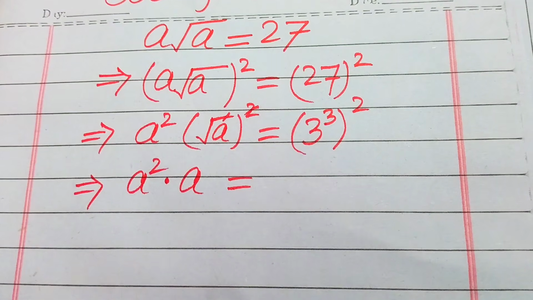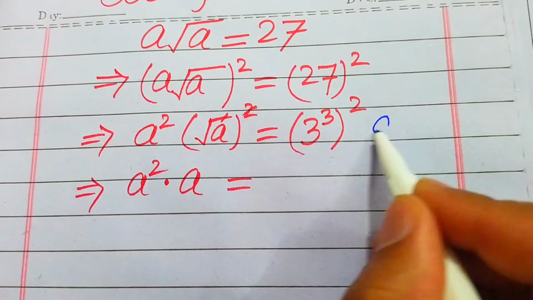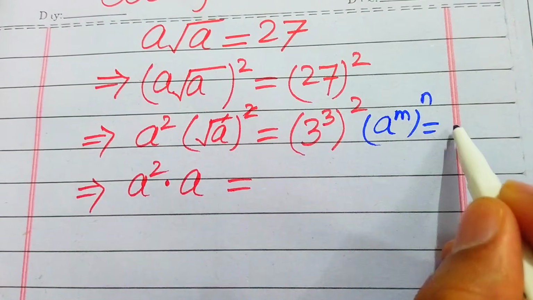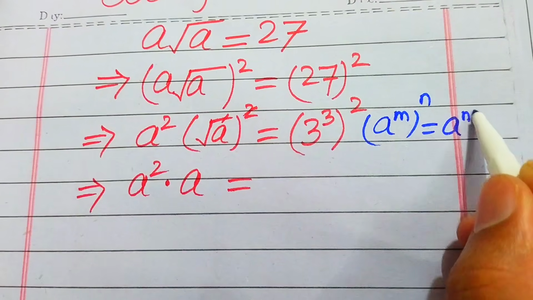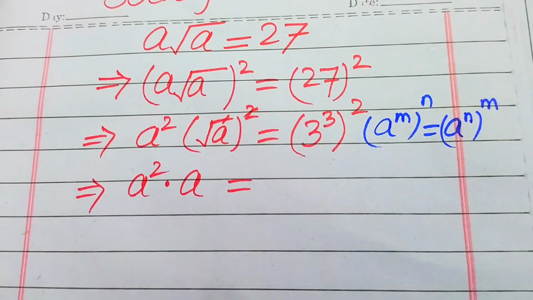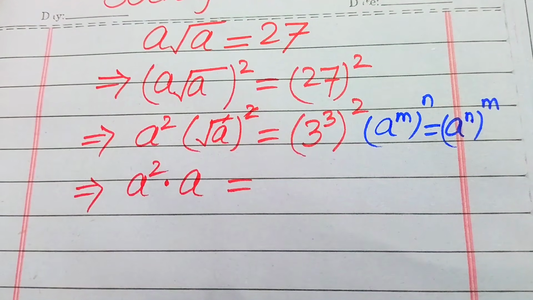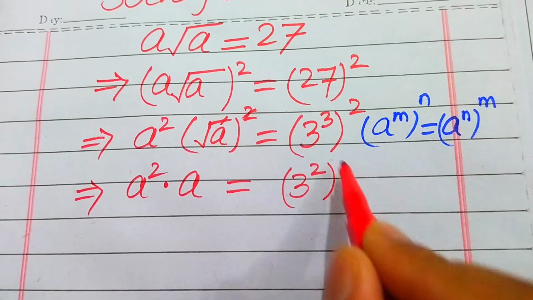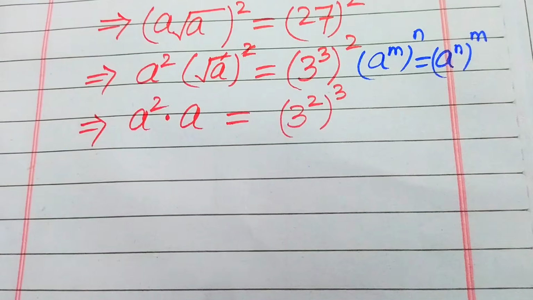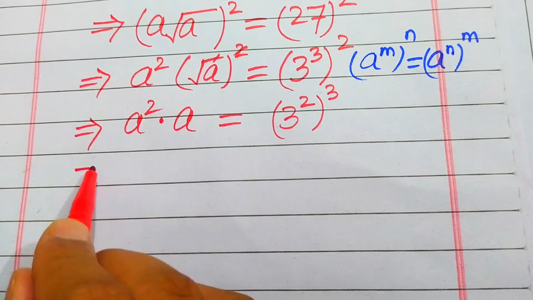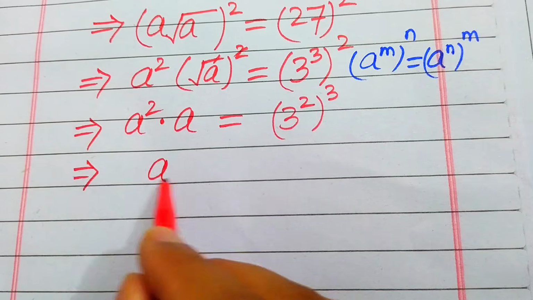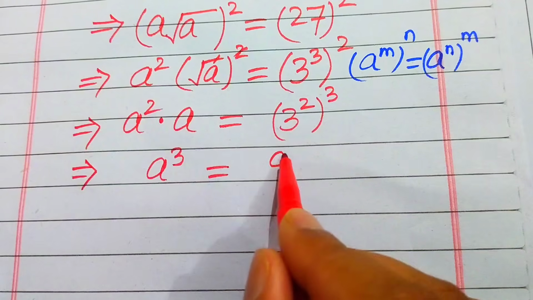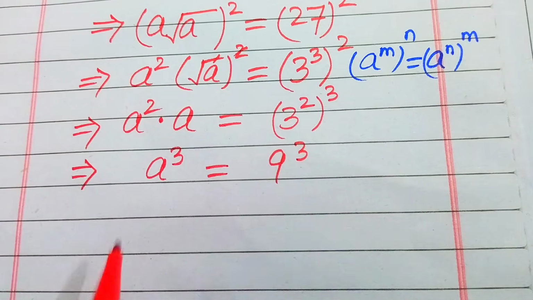You know about this law. If we have a to the power of m to the power of n, we interchange both of these exponents and write it as a to the power of n to the power of m. According to this rule of exponents, we interchange both of these exponents, and it will be written as (3 squared) whole cubed. Further, on the left hand side you see a squared multiplied by a becomes a cubed, and 3 squared becomes 9, and its whole cubed.